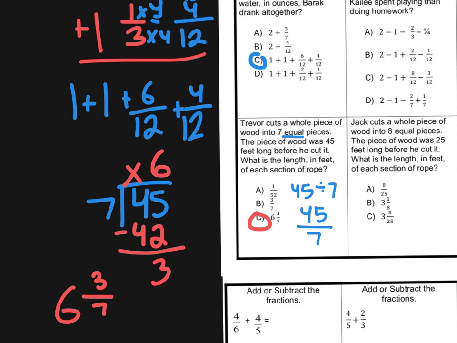Once again, you're taking 45 and you're dividing it into 7, so it's 45 over 7. And then to do your mixed number, it will be 6 wholes, and then you have 3/7 left.